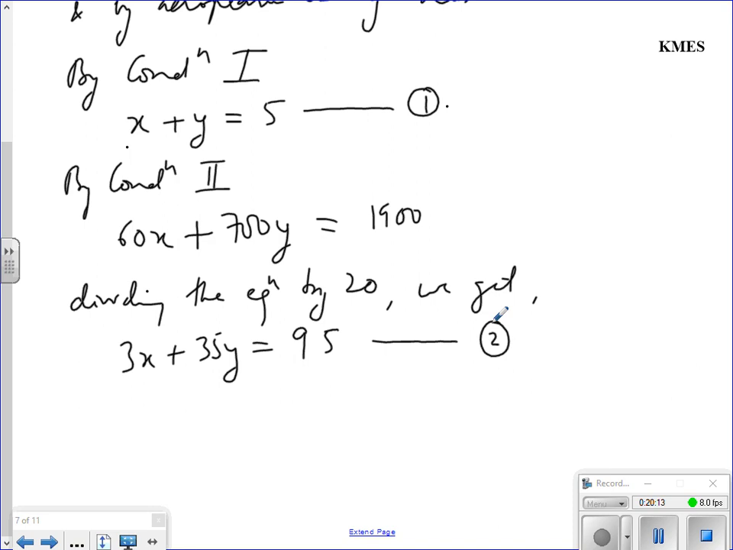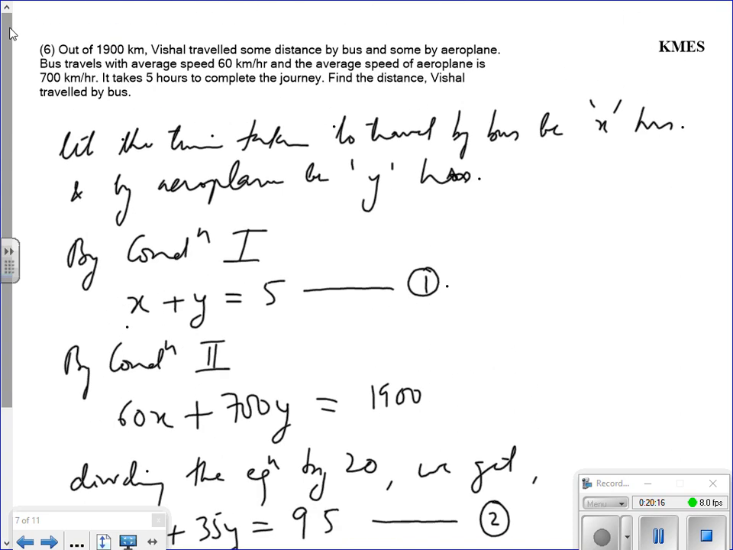Now again going to the question, what was asked? Find the distance Vishal traveled by bus. So once you get the value of x, which is the time taken to cover the distance in a bus, we'll multiply that value by the speed of the bus, which is 60. So that will give us 60x. So whatever is the value of x, multiply it by 60. You will get the distance traveled by bus. That completes exercise 1.5 and also the first chapter of algebra.